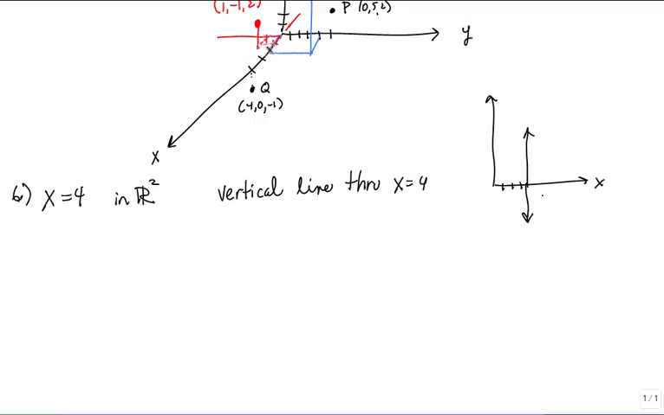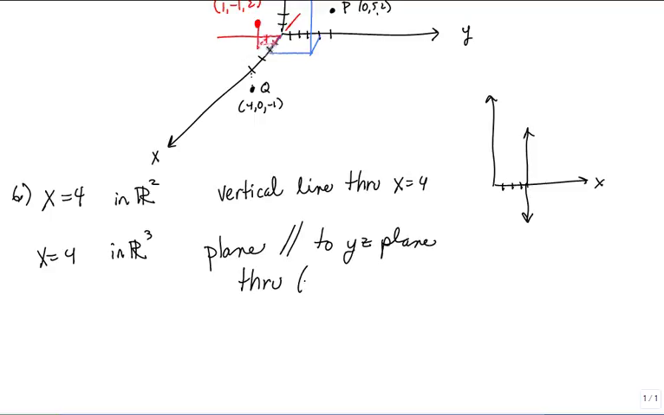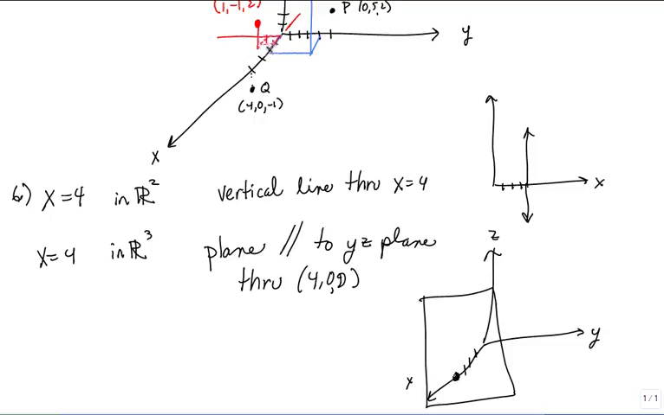Now in 3 space, that means x and y and z can be anything. It's going to be a plane parallel to the yz plane through the point 4, 0, 0. So this is z, this is y, x is coming straight out at us. We're going to go 1, 2, 3, 4, and then we're going to draw kind of a plane through this point right here, and this is the YZ plane flat on the paper, and it's parallel to that.